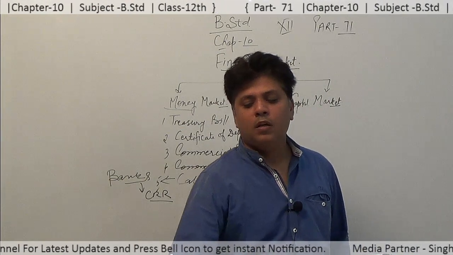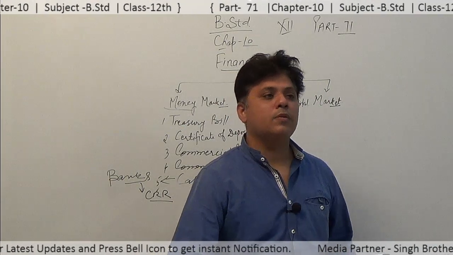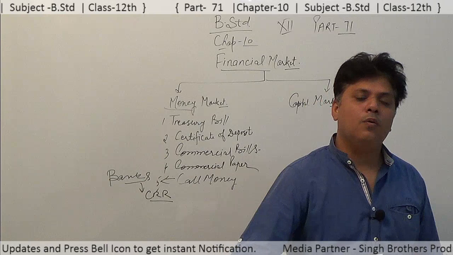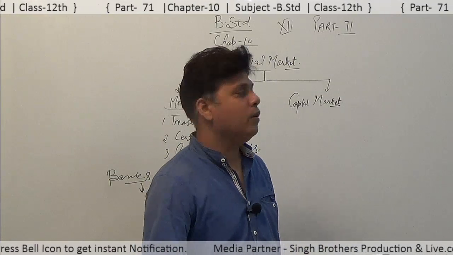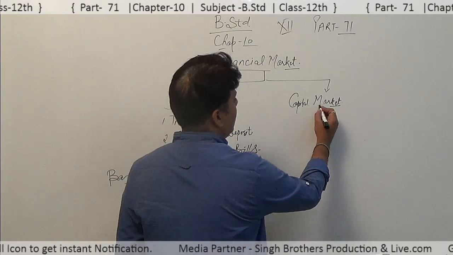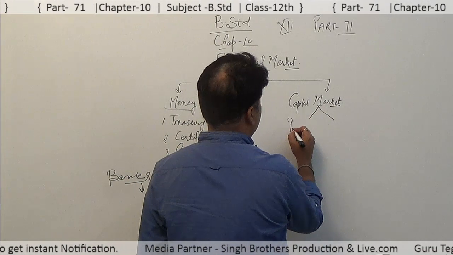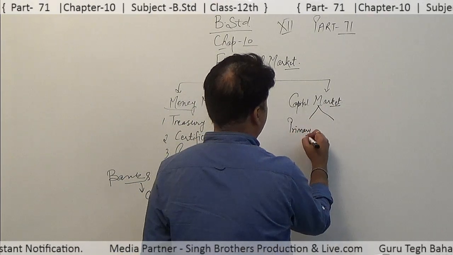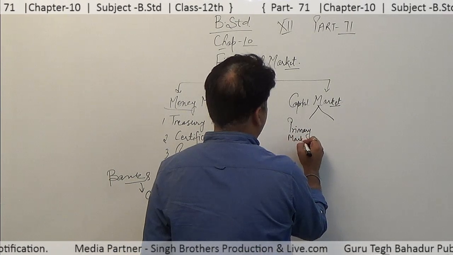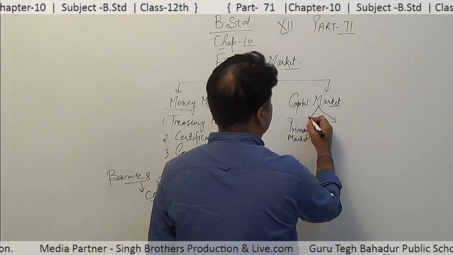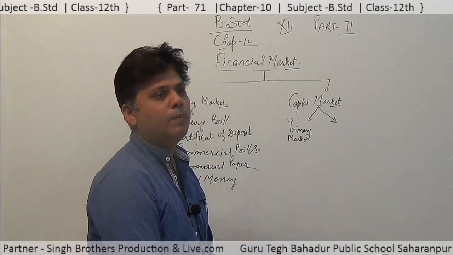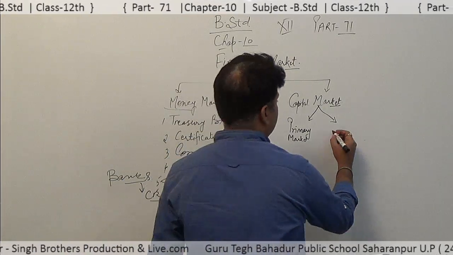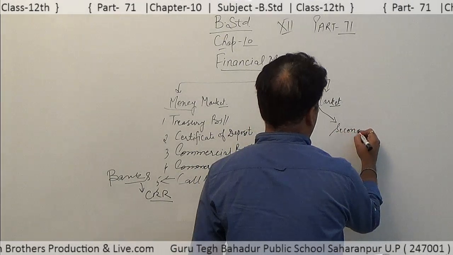Now the question arises about the difference between capital market and money market. You have to learn it. The next topic that we're going to discuss is the capital market. Capital market has been categorized into two parts. The first one is primary market, and the function of primary market is the issuance of new IPOs. IPOs means initial public offer, and the second one is secondary market.